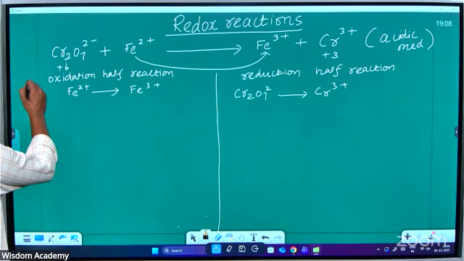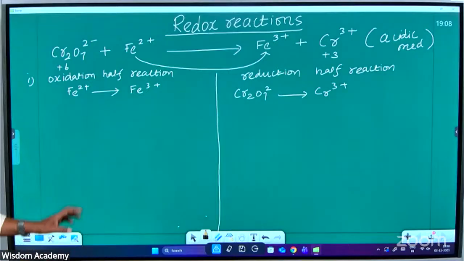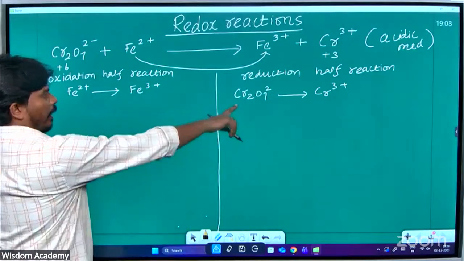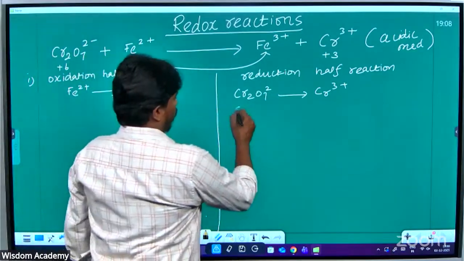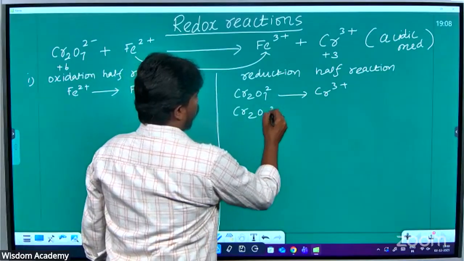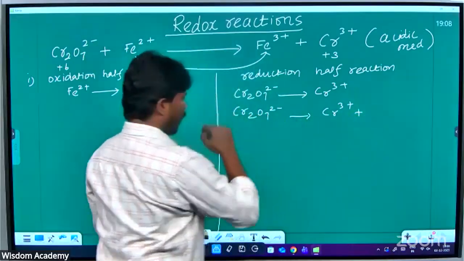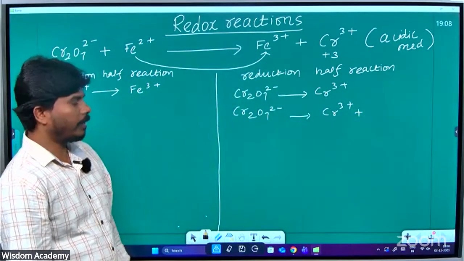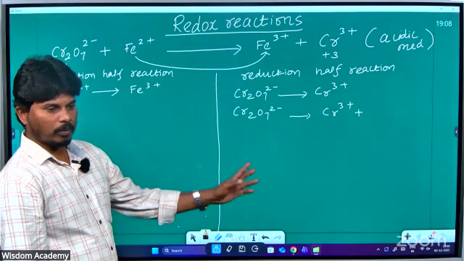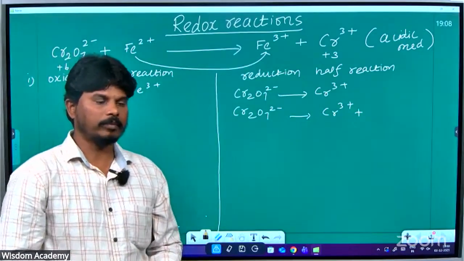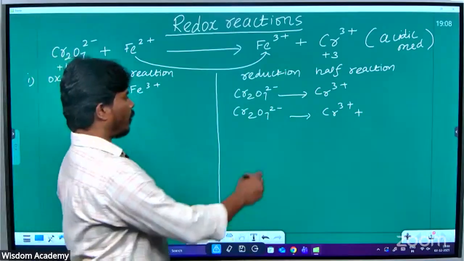This is step 1. Step 2, balance the other element involved. In the oxidation half reaction, no other element participated, only iron 2 plus oxidized to form iron 3 plus. In the reduction half reaction, Cr2O7 2 minus turns to form Cr3 plus, and here oxygen is short on the right side. What is the method to balance oxygen shortage? By adding a suitable number of water molecules here.